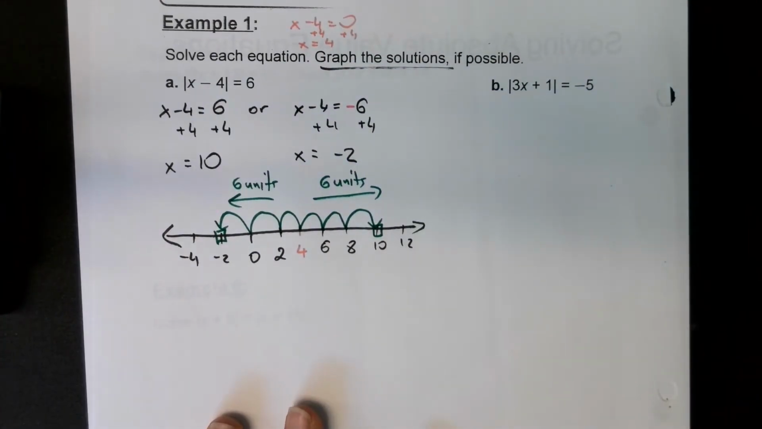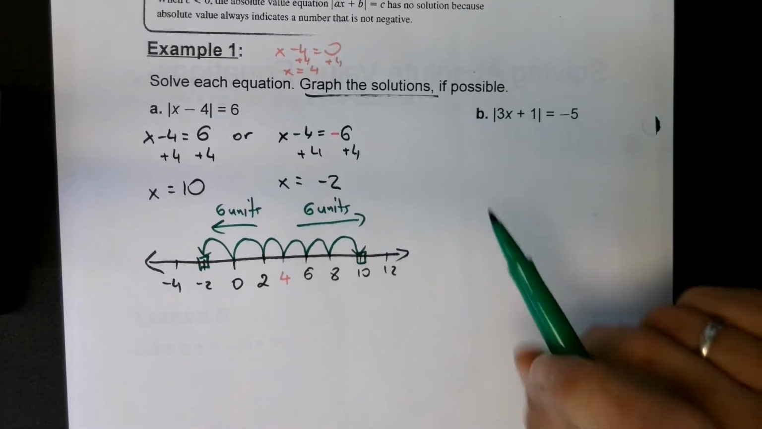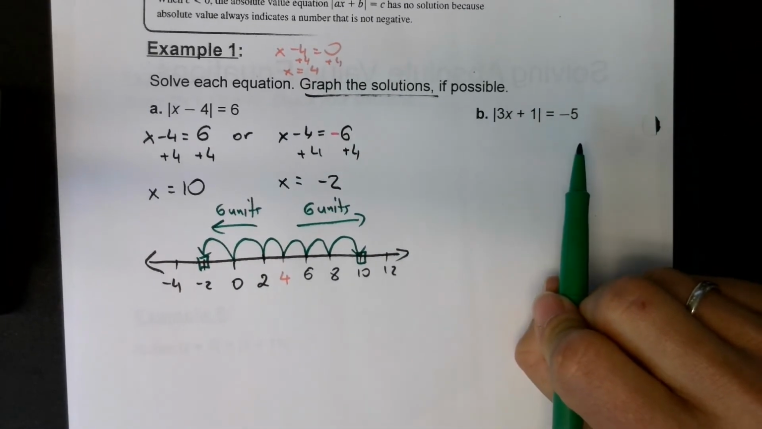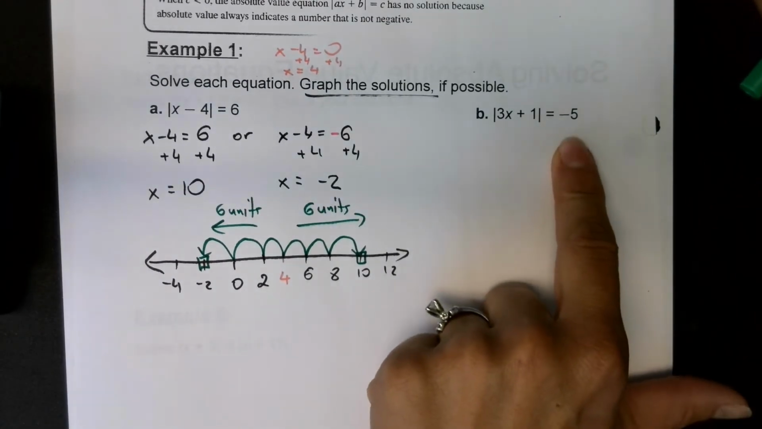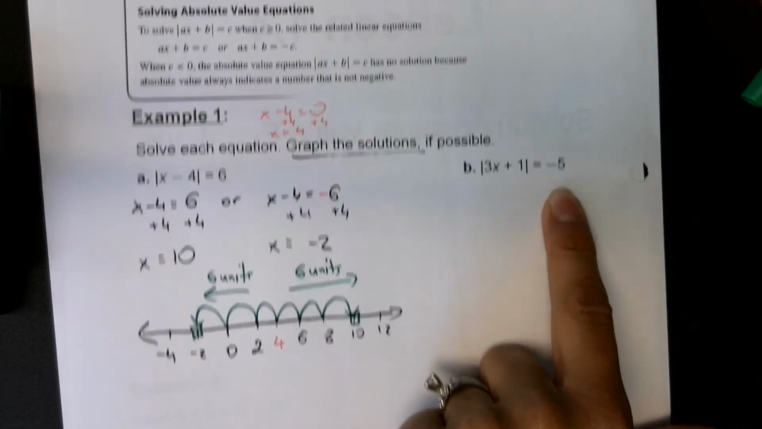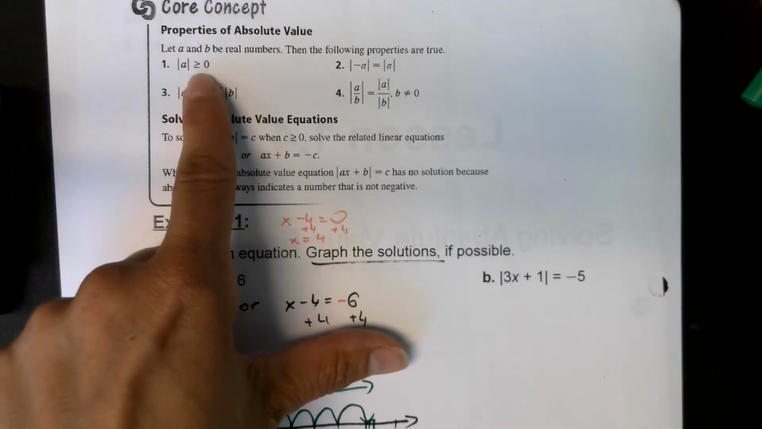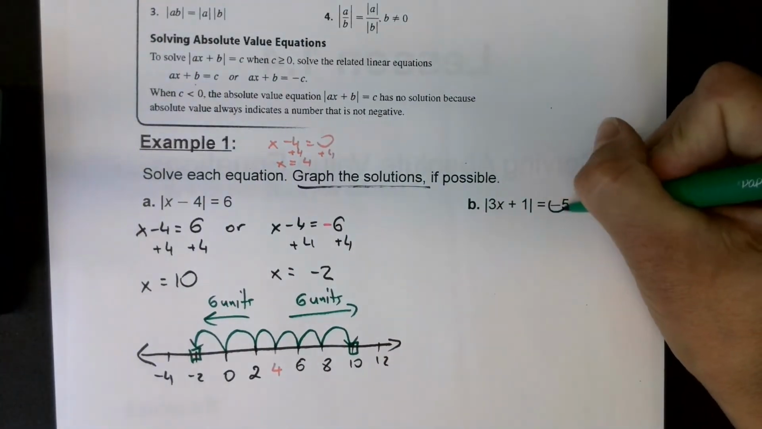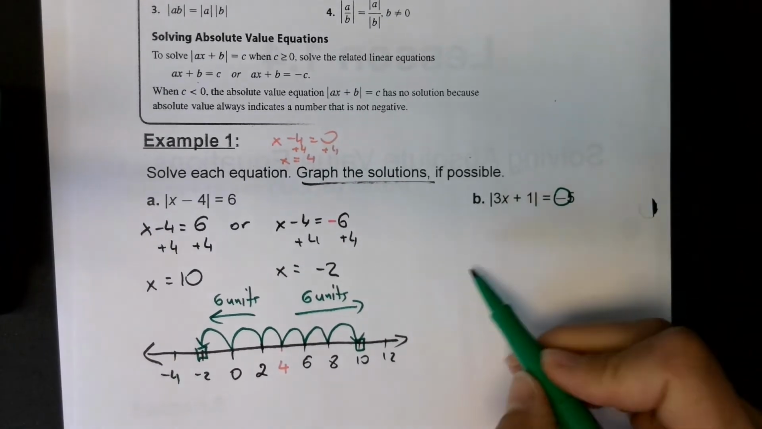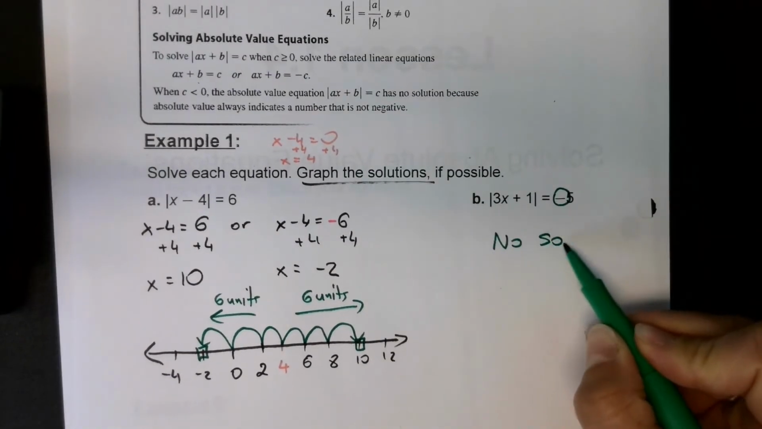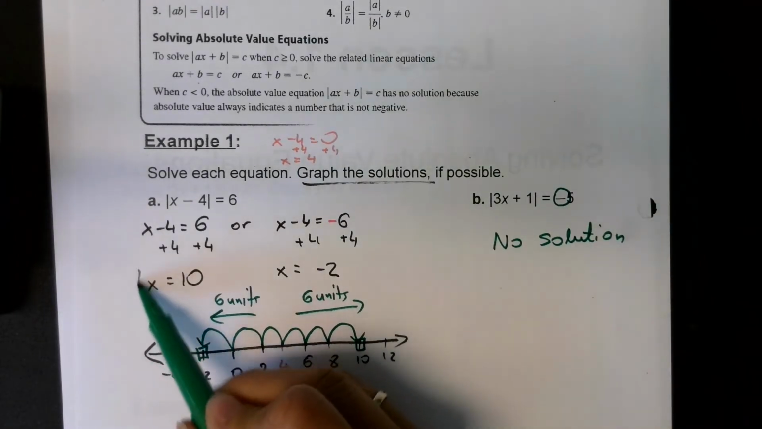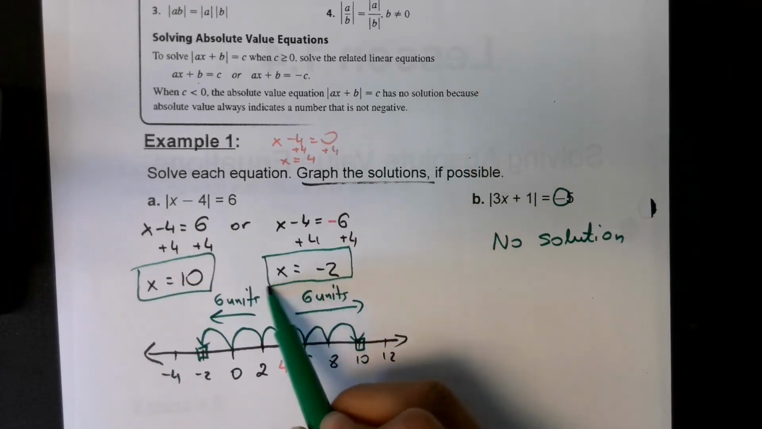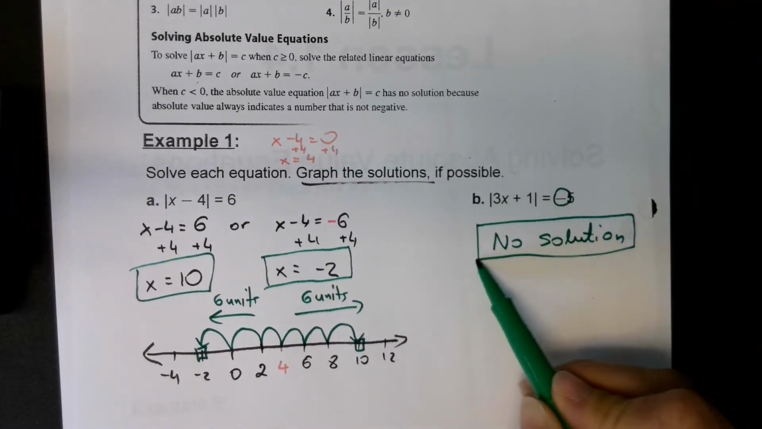Okay, how about B? So we have the absolute value of 3x plus 1 equals negative 5. So remember, question number 1. Is our C greater than or equal to 0? No, it's less, right? Because it's negative. That's one of the properties. So if it's set to a negative number, you can right away say no solution. So you can either have 2 solutions so far, or in this case, no solution.